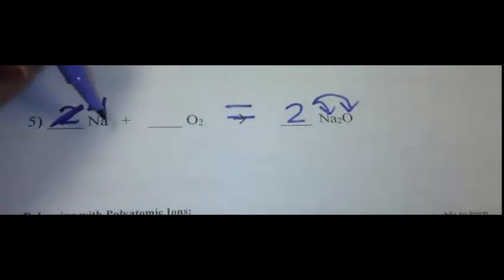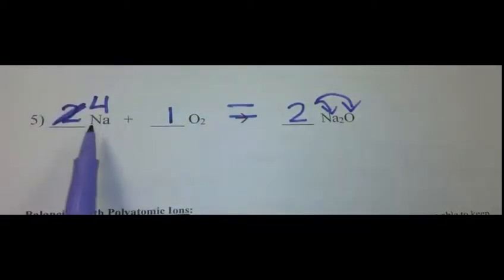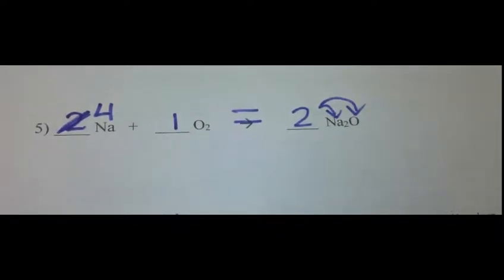So now, that's fine. Everything is good to go. 4 on the left, 4 on the right of the sodiums, 2 oxygens on the left, and 2 oxygens on the right. Okay, good job. So let's keep going.